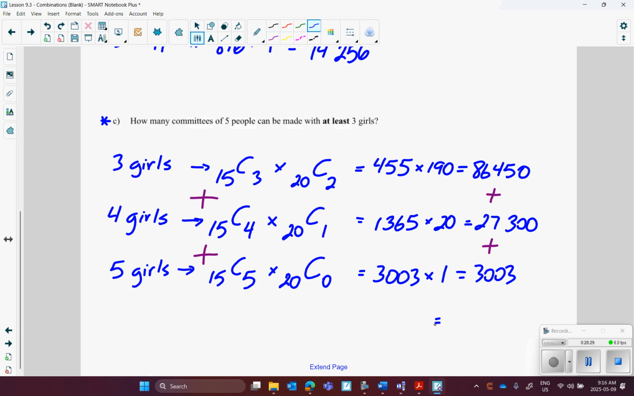And we get a total of 116,753 committees. Okay. Yeah. If you had said 20 choose 20, it would be incorrect.